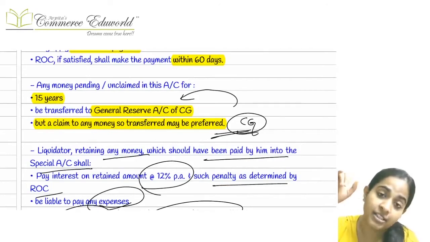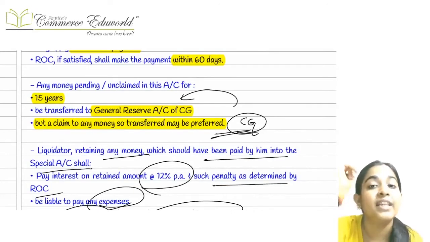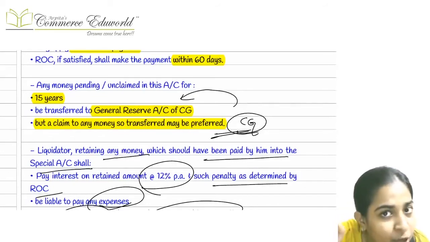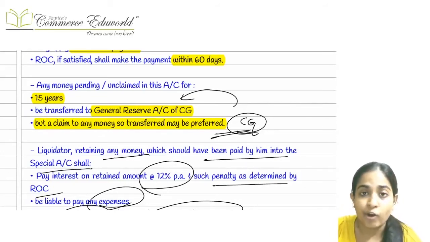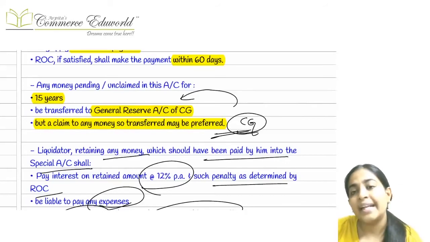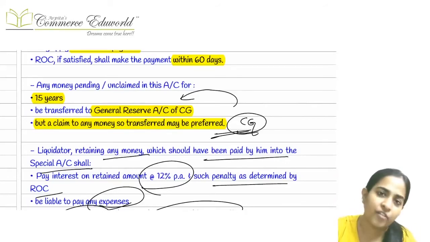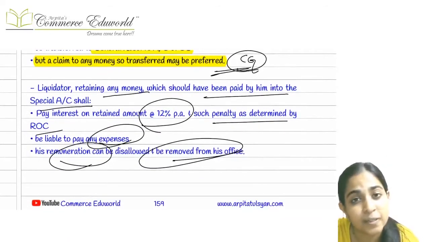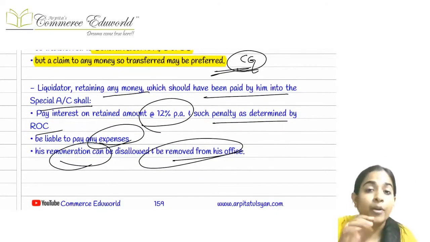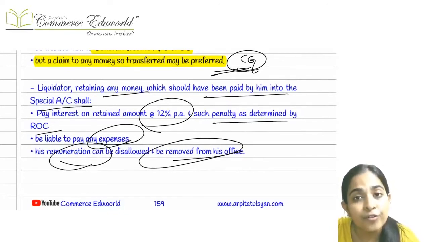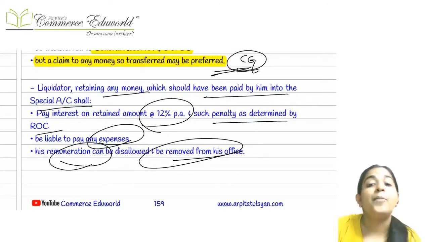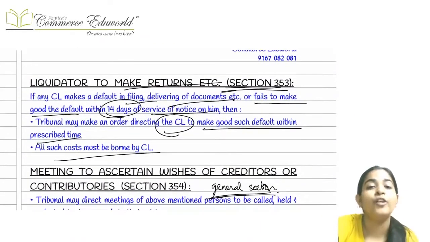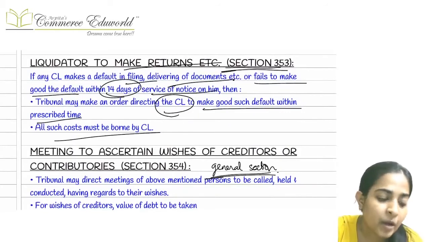The primary responsibility is with the liquidator. The liquidator cannot keep the money with himself. He can keep it for a period of 6 months, no doubt in that. But later on he has to deposit it in that special account, and then from the special account it goes to the general reserve account. If he retains the money with himself, he can be liable for expenses, he can be removed, his remuneration can be seized, plus he can also be liable for interest at the rate of 12% on the money that he had wrongfully retained with himself.